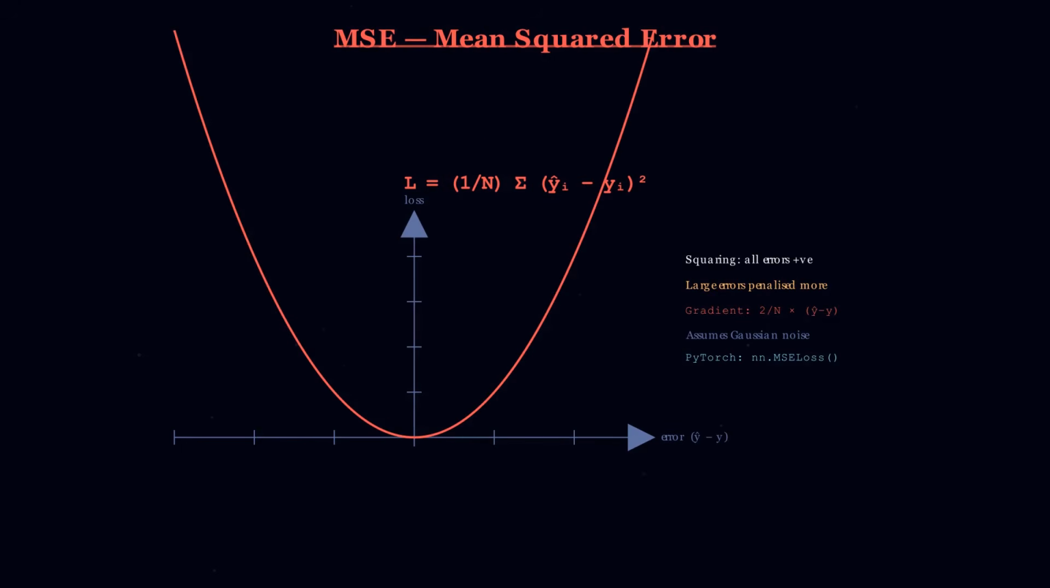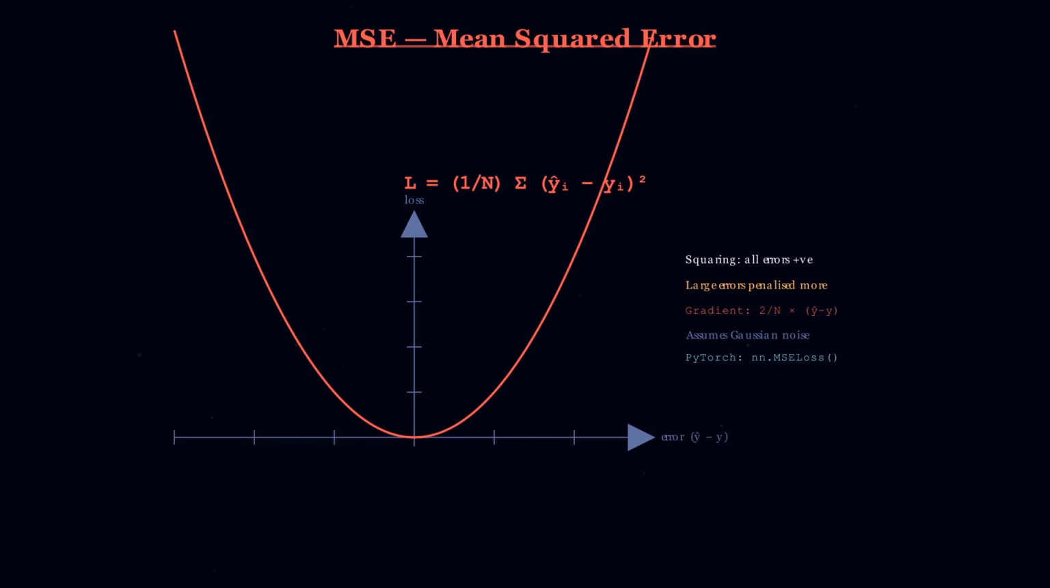Mean squared error, the default loss for regression. MSE equals 1 over n times the sum of (y hat minus y) squared. The squared term does two things. It makes all errors positive, and it penalizes large errors disproportionately. An error of 10 is penalized 100 times more than an error of 1.